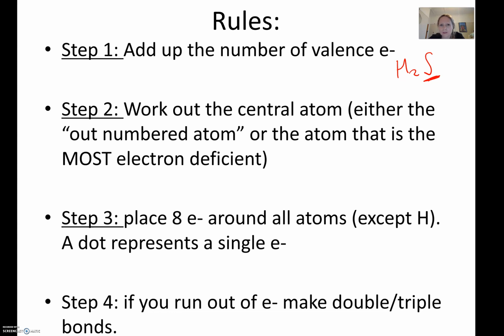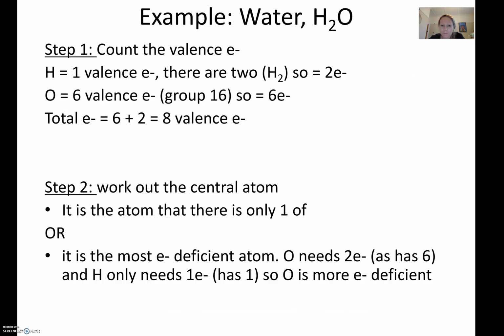Now, rules are great, but they don't make any sense until you've done an example. So let's go through and do some examples together and they'll make more sense. Please note, if you look at some stuff online, this step here will be different. Some people choose to show which atom the electrons have come from. This is not a requirement for NCEA, and I tend to find it's easier not to worry about that.